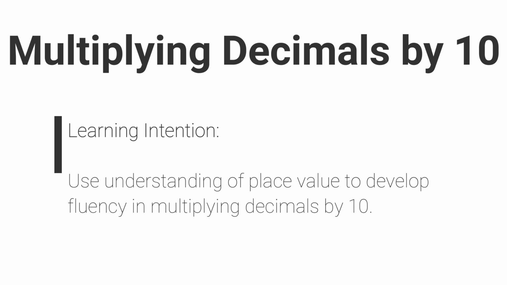What we're going to be doing is using our understanding of place value to develop fluency in multiplying decimals by 10. Now, that's just a fancy way of saying that we're going to get really good at multiplying decimals by 10. In fact, we'll be fluent in it. We'll be able to do it very easily and very quickly. So for our warm-up today, I'm going to show you one of the strategies for multiplying decimals by 10.